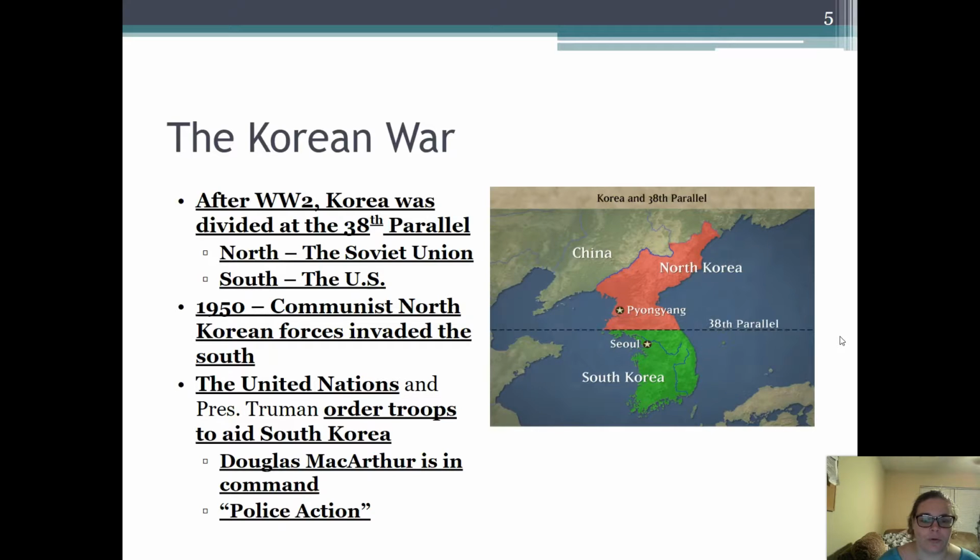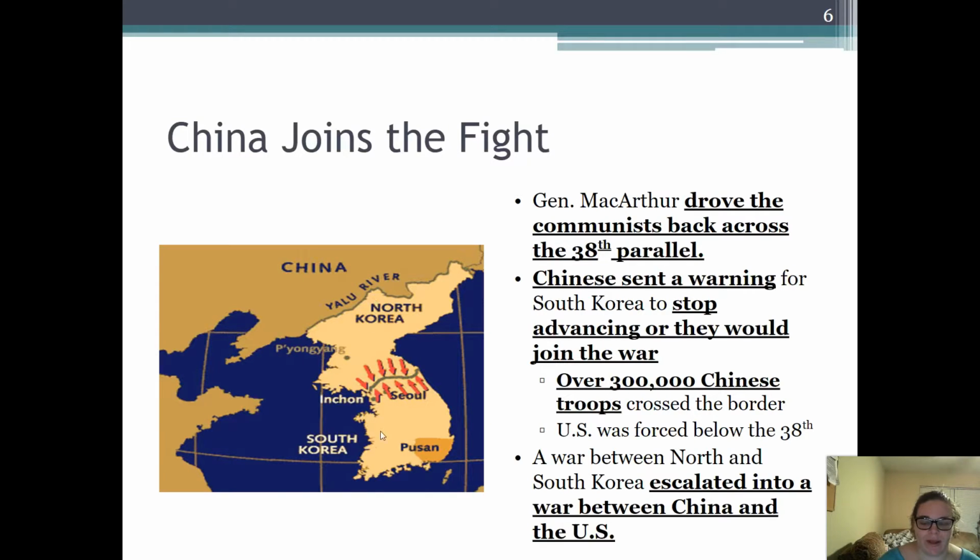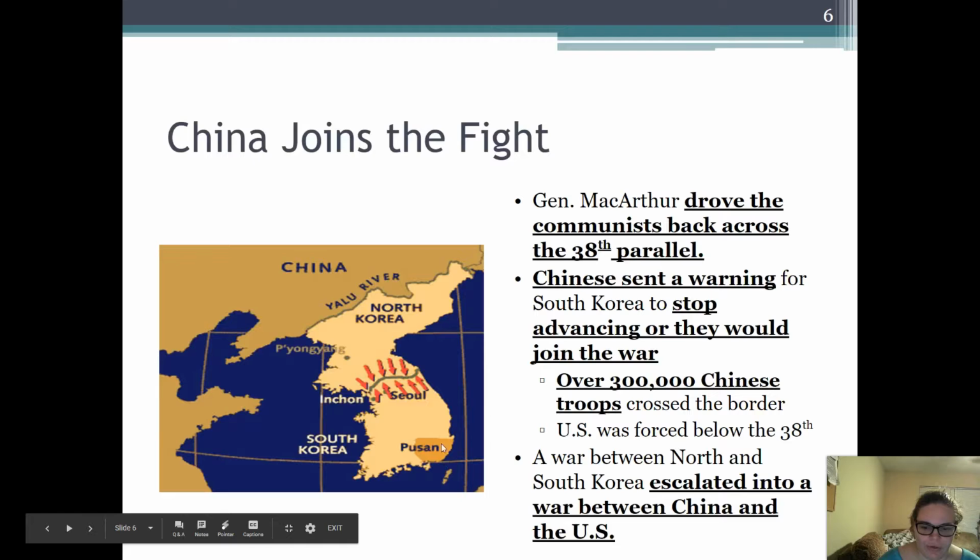Okay. So if you look at this map, the goal here, everything in the light yellow color is controlled by North Korea. This bright orange right here near Busan, that is all that's left of South Korea. So the stated goal of this police action was to push everybody back up right here to the 38th parallel. Okay.